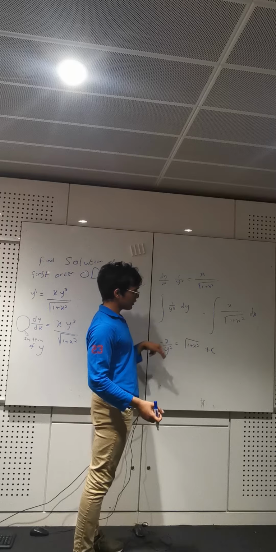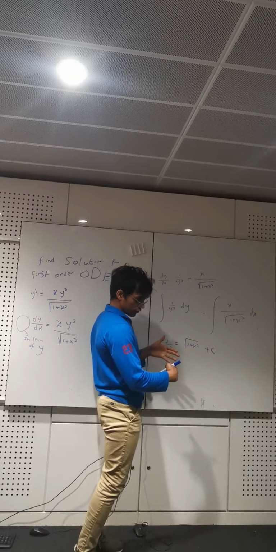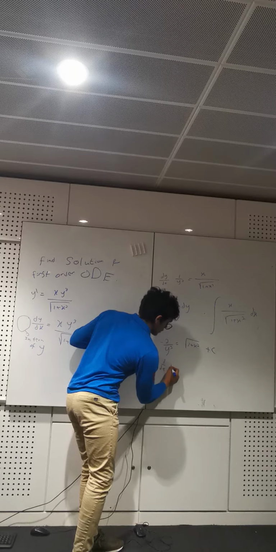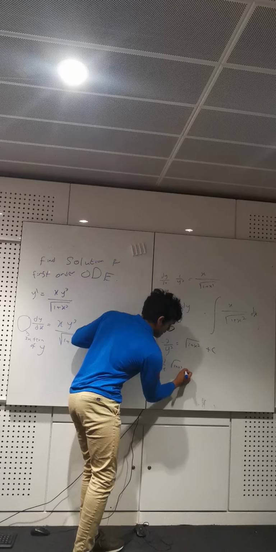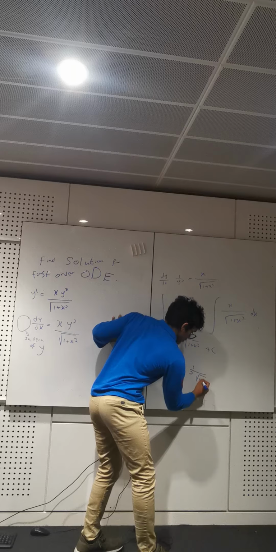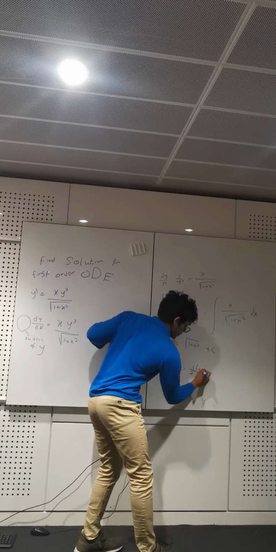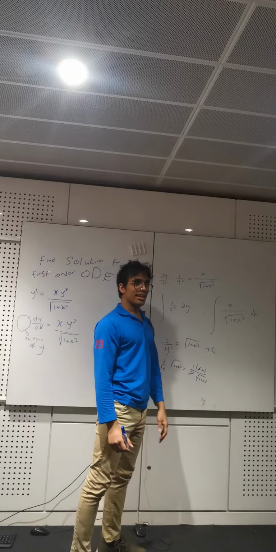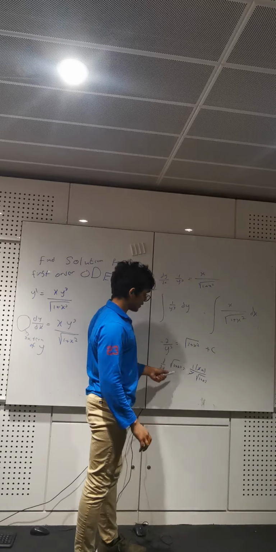Let me check this one. If we differentiate it, it will become, let me check the solution, we can write it as half times 1 plus x squared, and differentiate the inside, which becomes 2x, which gives you back this thing. So this is actually correct.